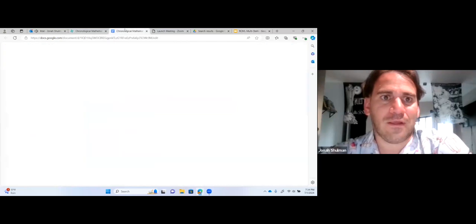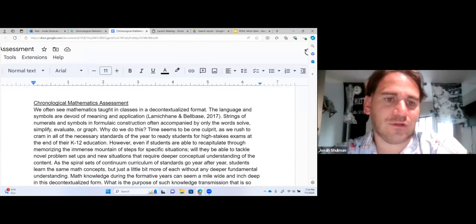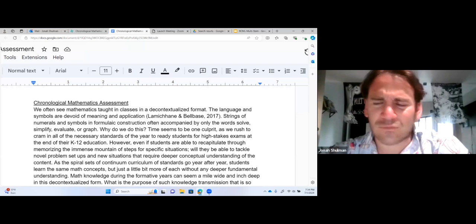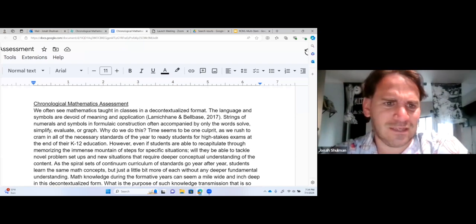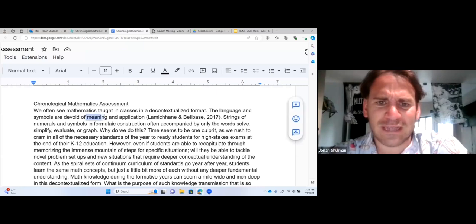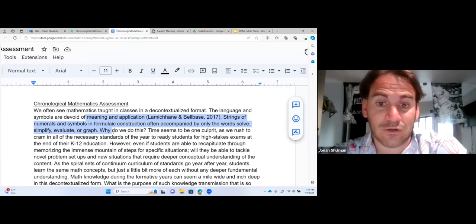Okay, so basically for chronological mathematics, like what do we have here? So we often see math in this decontextualized format. The language is devoid of meaning and application, just strings of numbers and formulaic constructions, often accompanied by the words solve, simplify, evaluate, or graph.